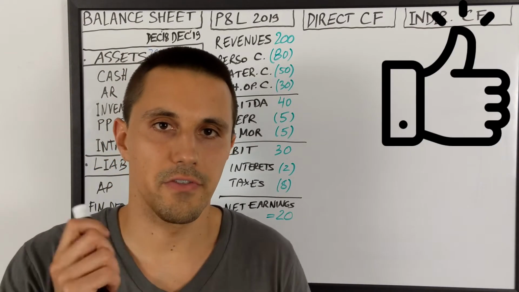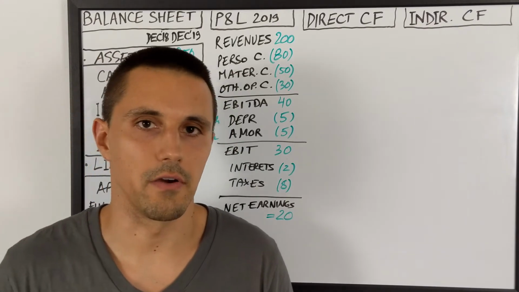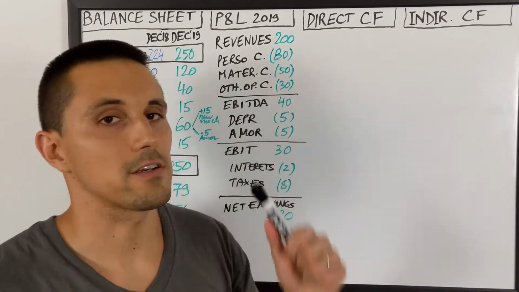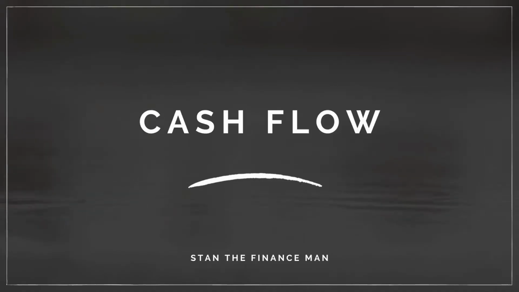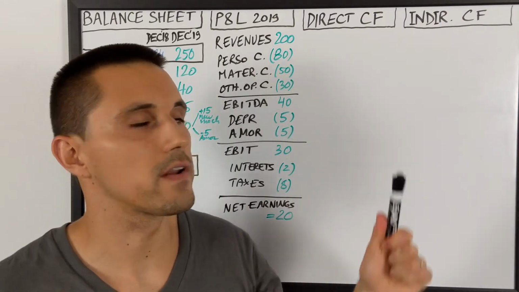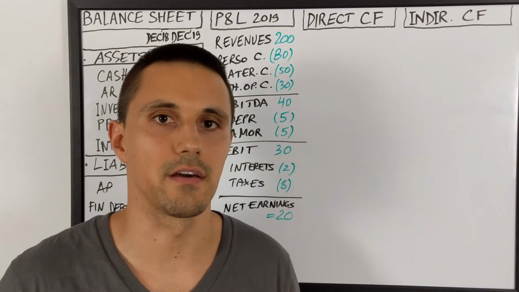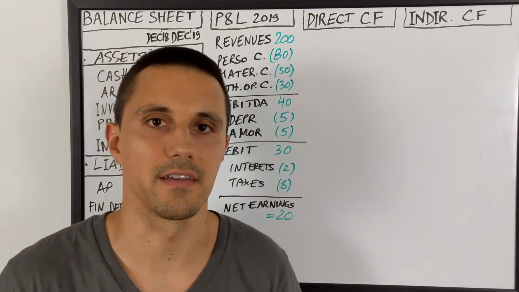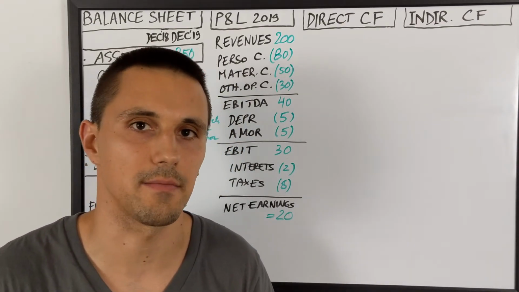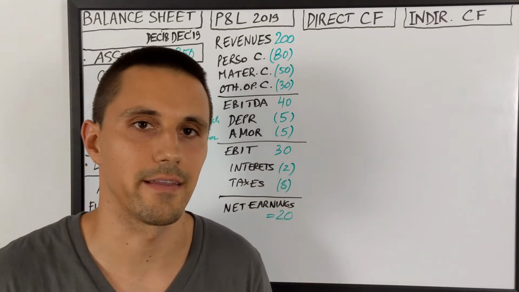Now let's look at the third financial statement we have on our list today, which is cash flow. As you can see, we have a direct cash flow and an indirect cash flow, and right now I'm going to explain to you the difference, and we're going to fill it the same way we have done it with the two other financial statements, and then we're going to link them all together.